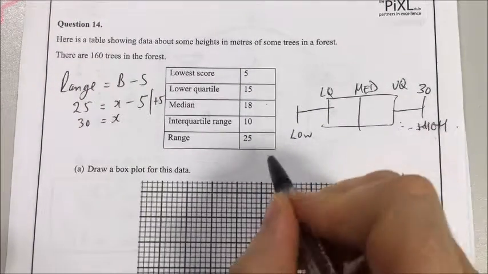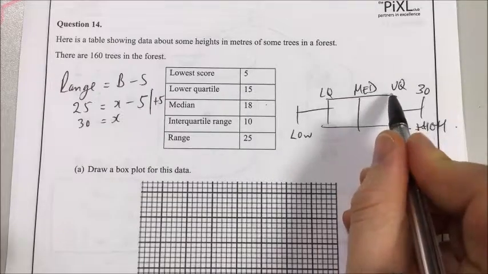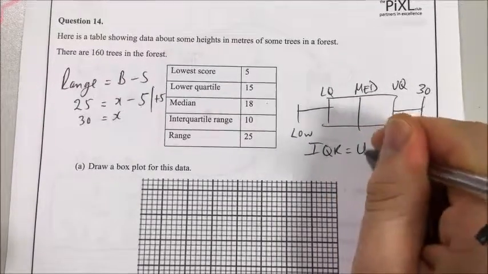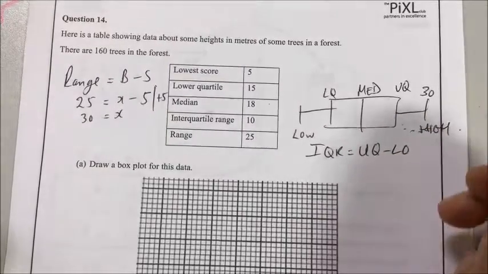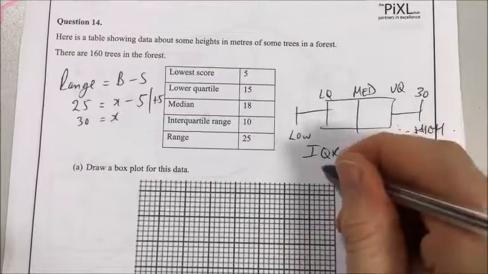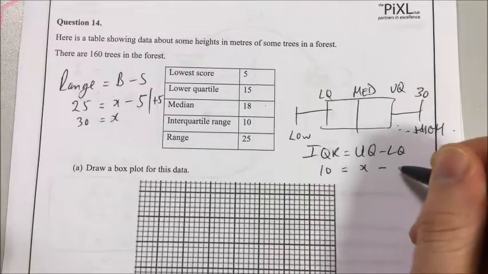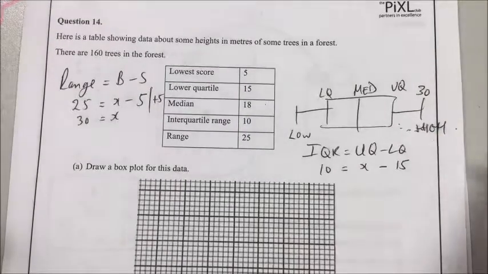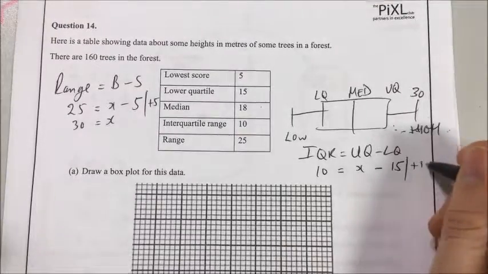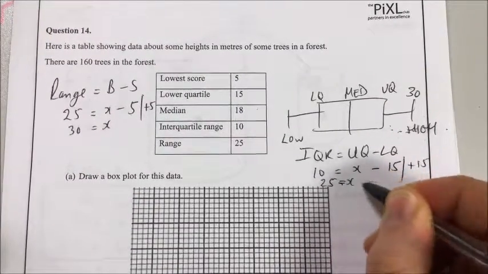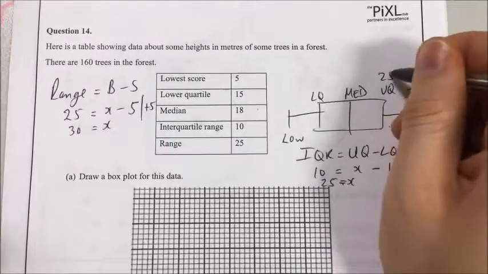The interquartile range is going to help us get the upper quartile. The interquartile range is the upper quartile, take away the lower quartile. We know the interquartile range is 10. So something we don't know, take away the lower quartile, which is 15, is 10. So I can do a little bit of calculation here. The upper quartile is 25.